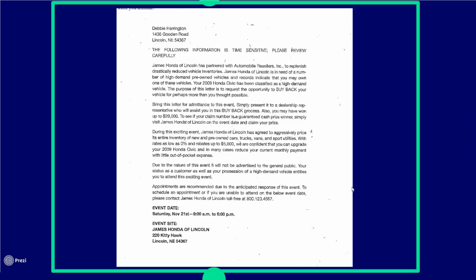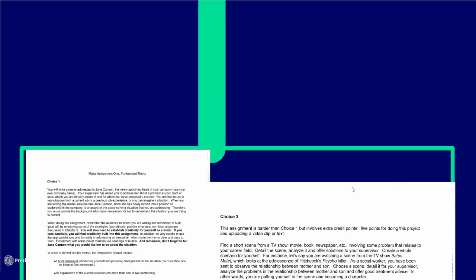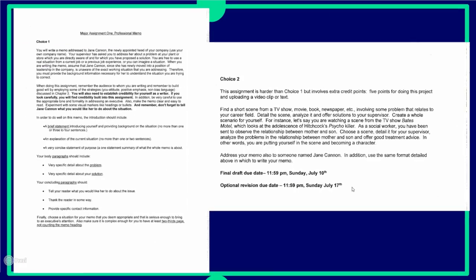These things may be helpful to you as you think about memo production for major assignment 1 during this first week of the course. So this is our next slide. Here is your assignment itself. So basically, I'm asking you to imagine yourself in the professional world already. And you can invent a scenario if you want, or you can think about a scenario you've already encountered in your workplace. You're going to imagine you're writing a memo to a woman named Jane Cannon, who's the newly appointed head of your company. You can make up your own company name as you do this.